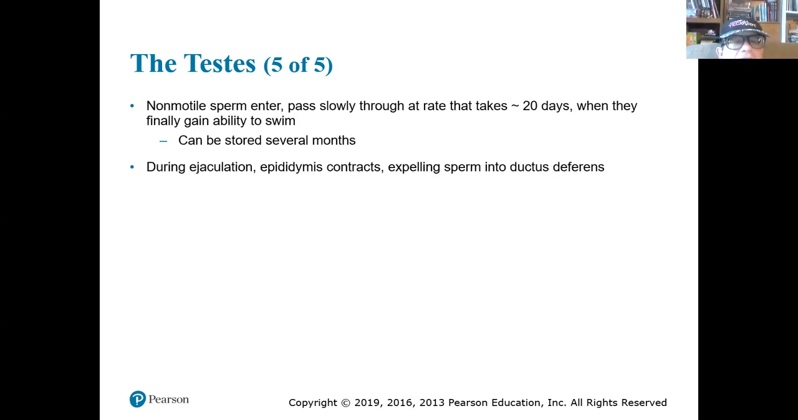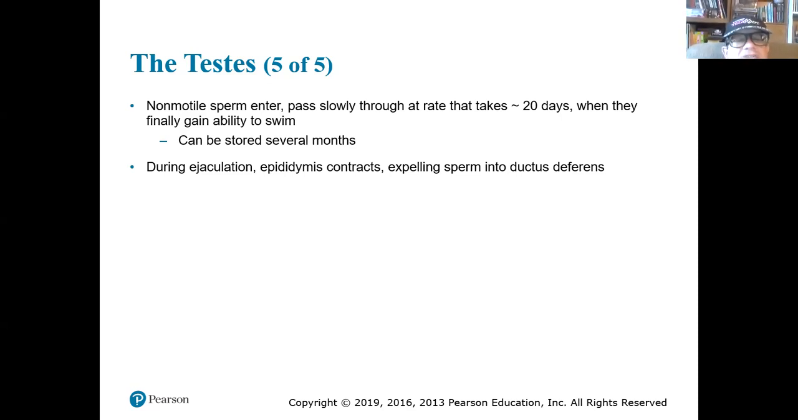All right. When the sperm enter, they are non-motile, meaning they don't know how to swim. They're not able to move themselves, and they pass slowly through the epididymis for about 20 days. At the tail end, they actually do know how to swim now. Not that they're going to do it without prostate fluid, but they can. And you could store, this will be an unpopular statement, but it is true, you could store sperm for several months before they would have a problem or die.